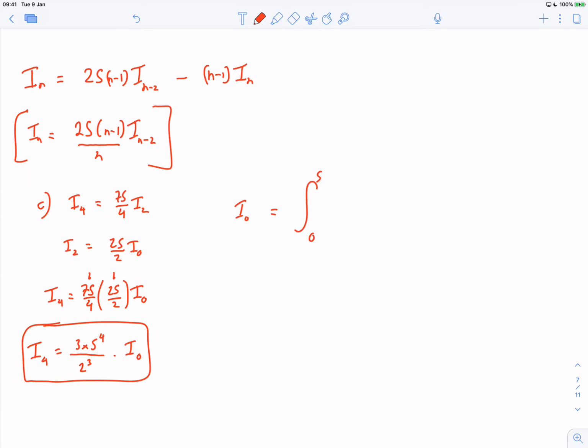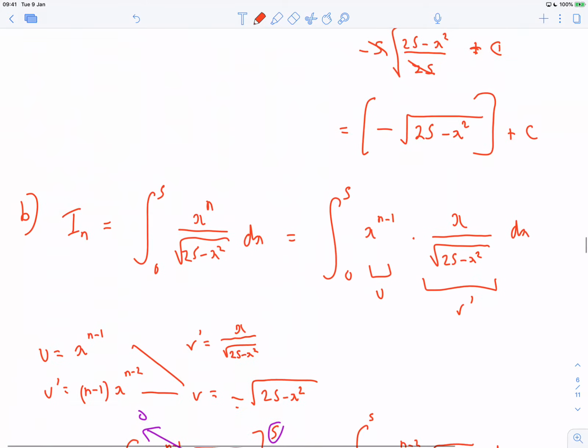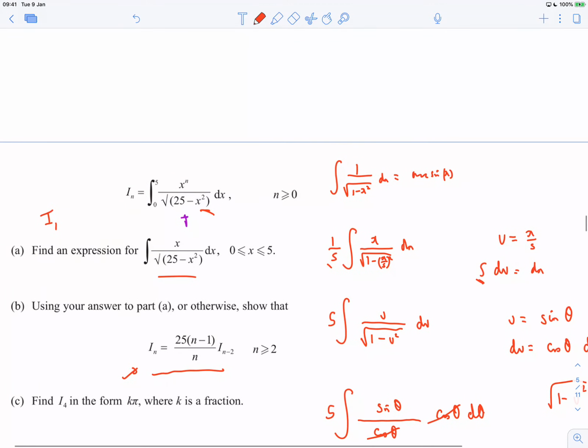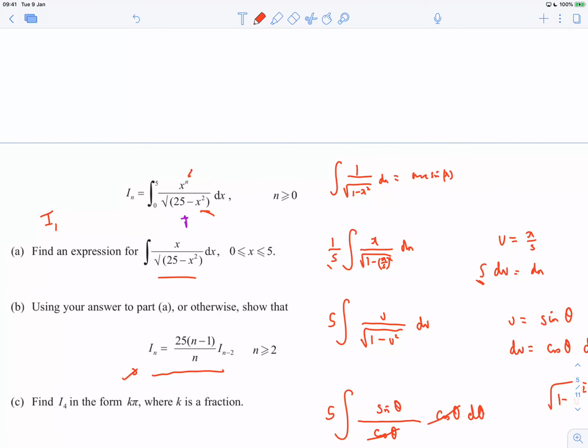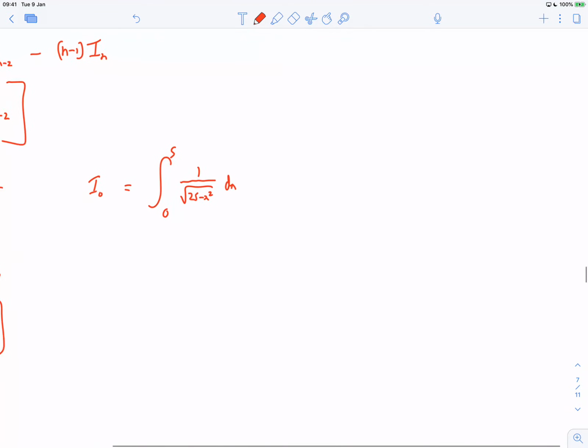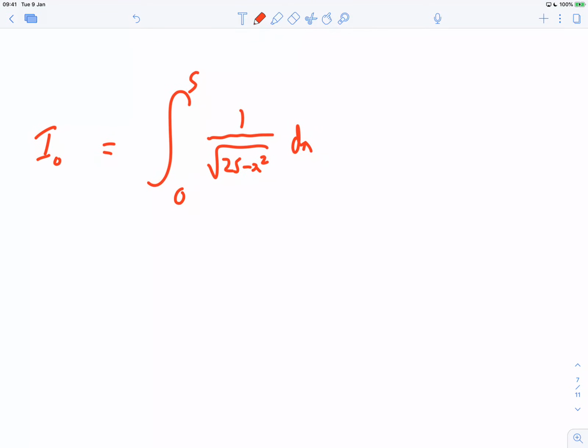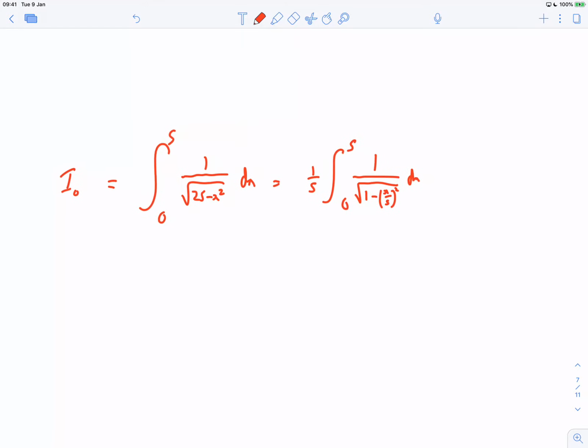going to be the integral between 5 and 0 of 1 over the square root of 25 minus x squared dx. I believe that's what it was. Yes, so when n is 0, that's just 1. So, same deal. I'm going to take the 5 out, so this is between 5 and 0 of 1 over the square root of 1 minus (x over 5) squared dx.